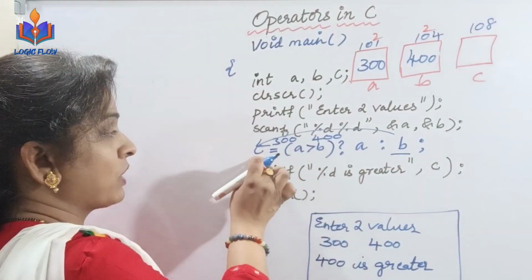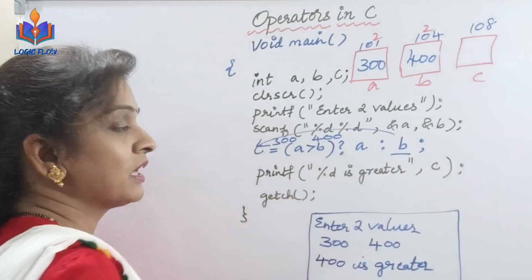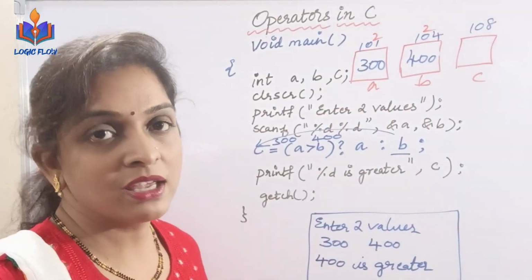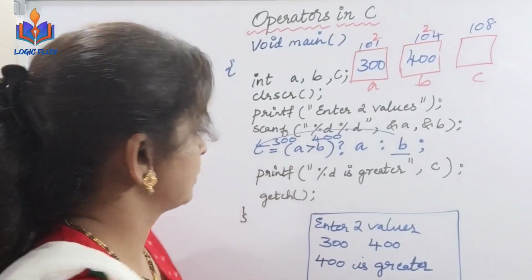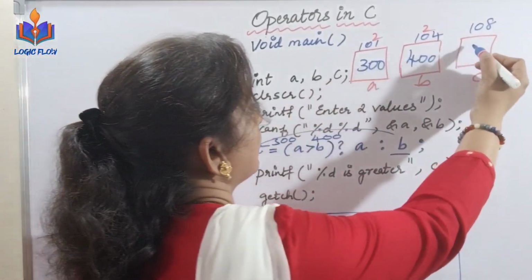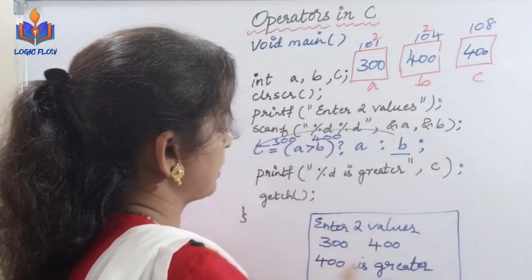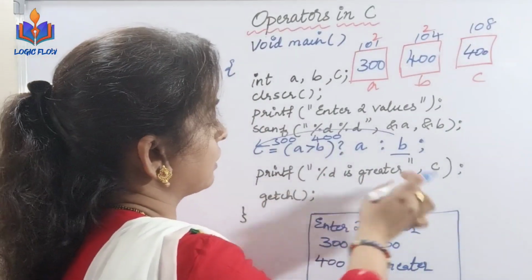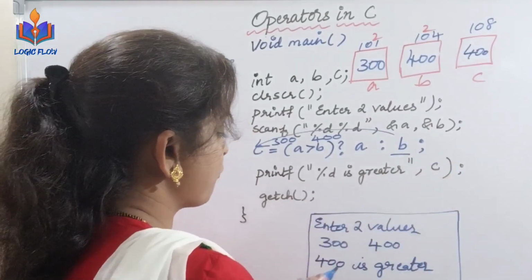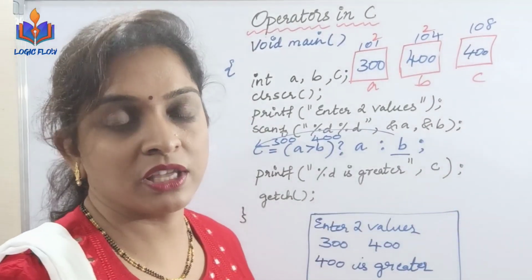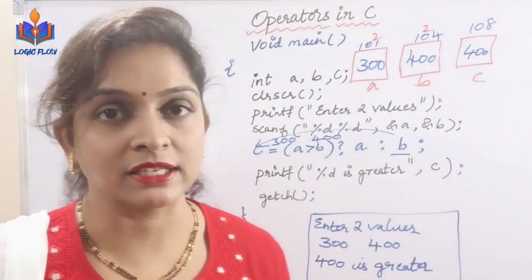Here you have one extra variable, one extra statement. Everything has to be created. Hope you have understood this. See here, in c the value 400 will be stored. So I say 400 %d is greater, print the value here from this variable c. So 400 is greater. This is the output I am going to get.